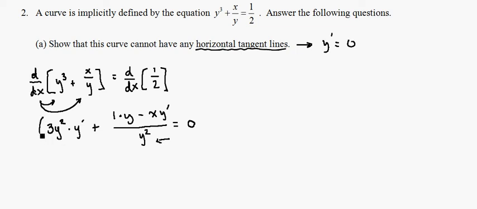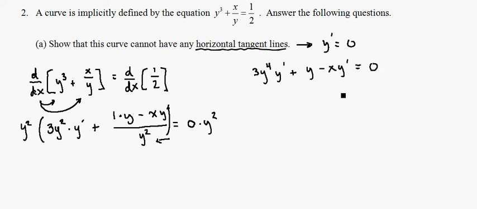What I'm going to do is take both sides of this equation and multiply by y squared. I don't mind doing that to the right-hand side of the equation. It's just equal to 0 there. So what will that leave us? It'll leave us with 3y to the 4th times y prime plus y minus xy prime equals 0. I like that a lot better, right? I can now take this y and move it to the other side of the equation. I can gather up all my terms with a y prime and factor them out.